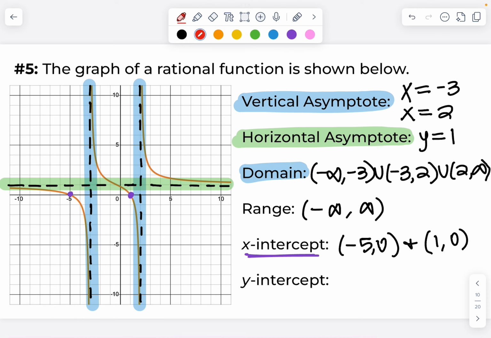I also have a y-intercept, which is where I cross my y-axis. Notice this one isn't quite at +1, it's a little bit below it, so I'm just going to guesstimate, guys. Do your best. The ones that you're going to do in ALEKS are going to have nice, pretty whole numbers. It's actually really hard to find rational functions that have clean whole number intercepts.